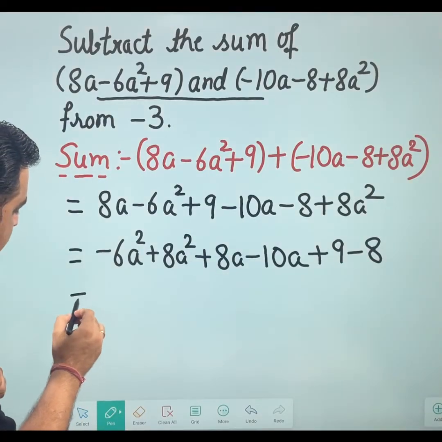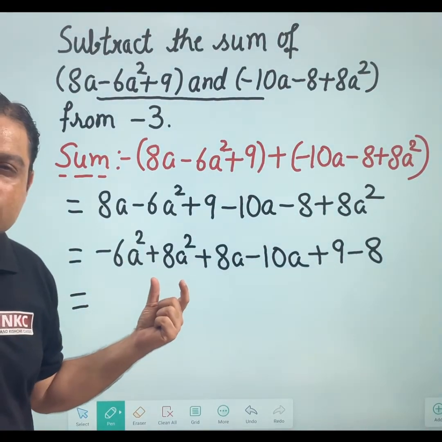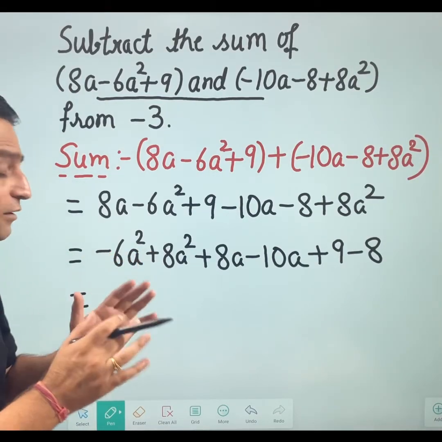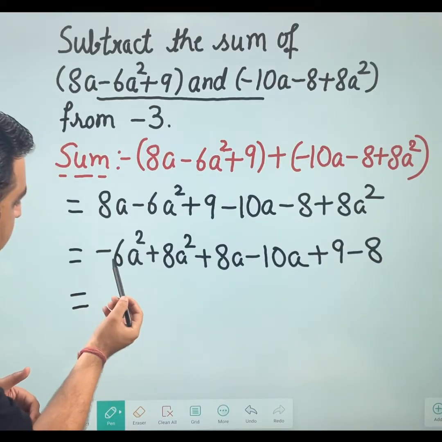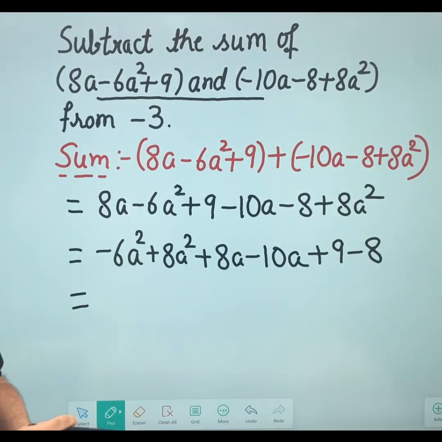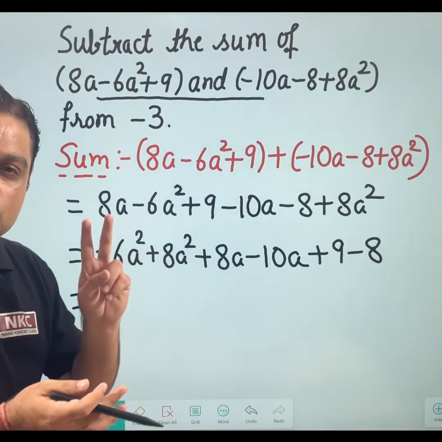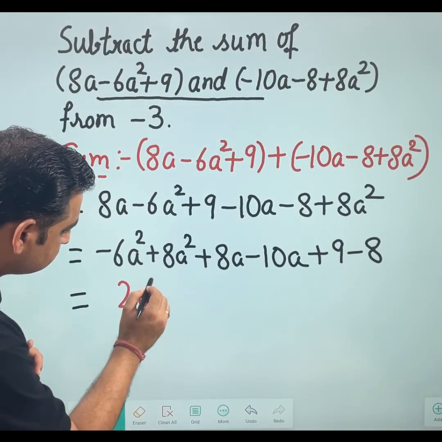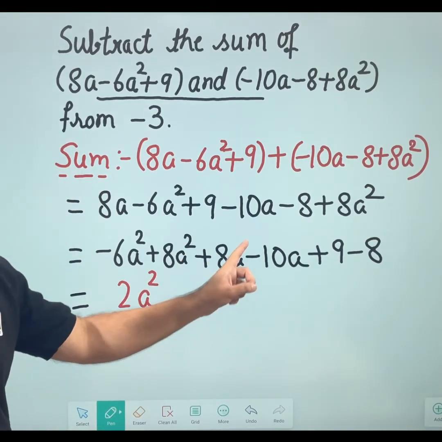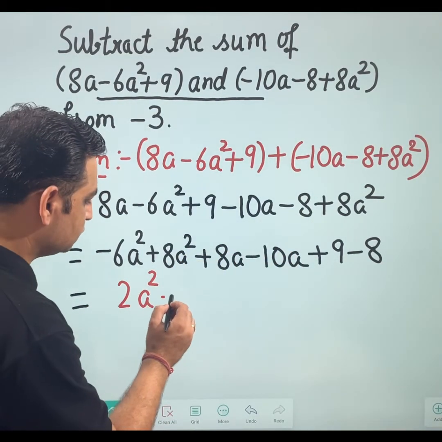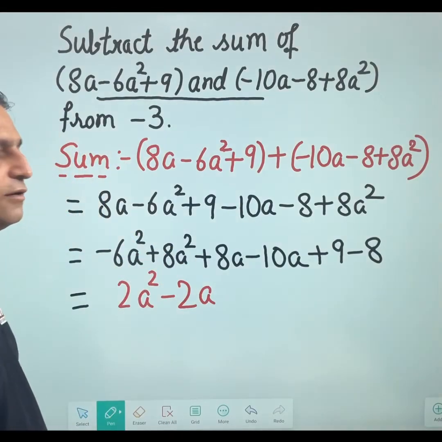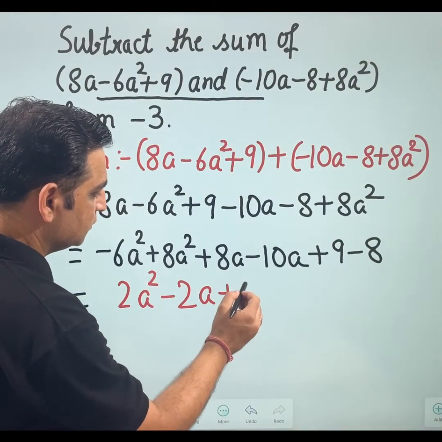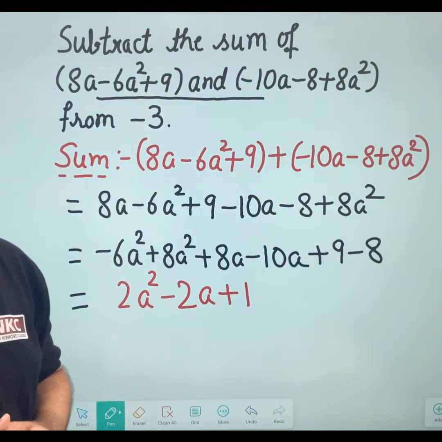Now let us do the calculations. The first two terms are like terms, both containing a square, so their coefficients can be added or subtracted. It is minus 6 and this is plus 8. Minus 6 and plus 8 means 2, so it becomes 2a square. 8 minus 10 becomes minus 2, so this is minus 2a. Then 9 minus 8 is plus 1. So this is the sum we have got.